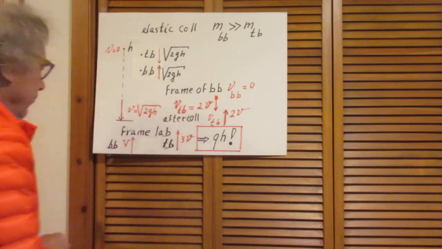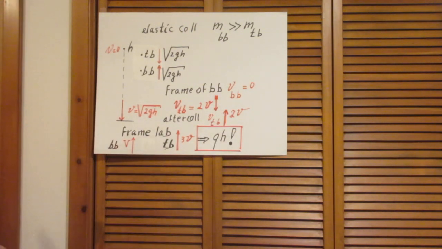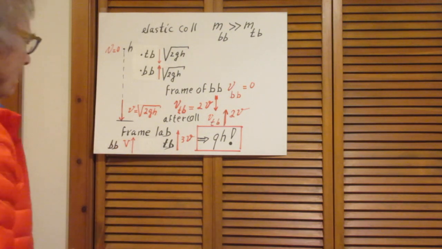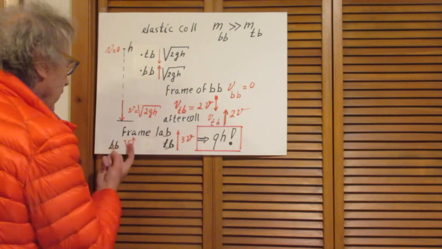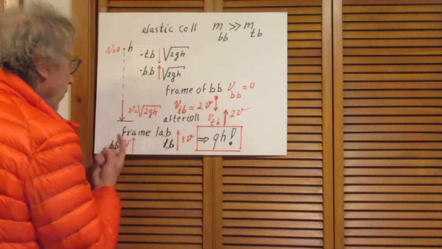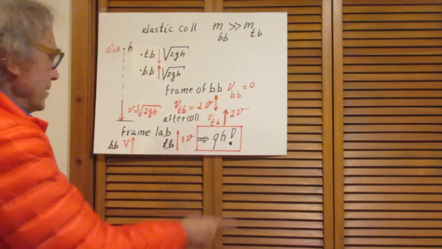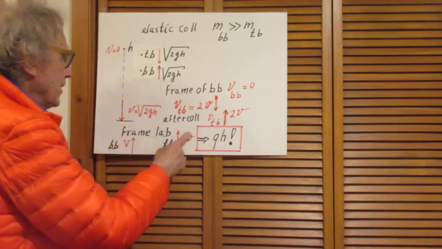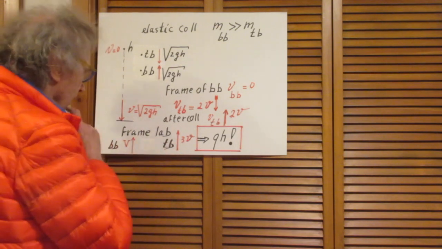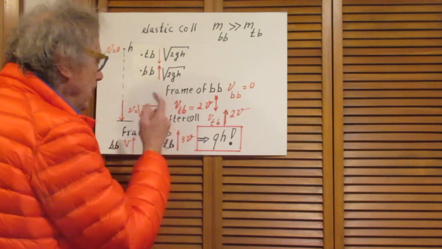Now we go back to the laboratory frame. I call my lecture hall the laboratory frame. And so we know that in my frame of the laboratory, the basketball is going up with speed v. But we also know that relative to the basketball, the tennis ball is going up with speed 2v. So the net result is that in my laboratory frame, the tennis ball will go up with speed 3v.